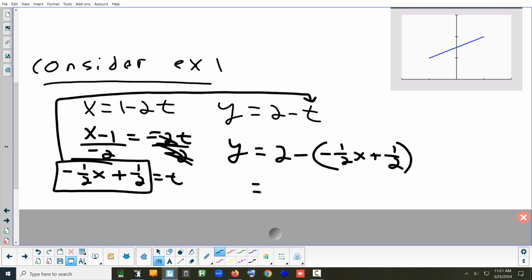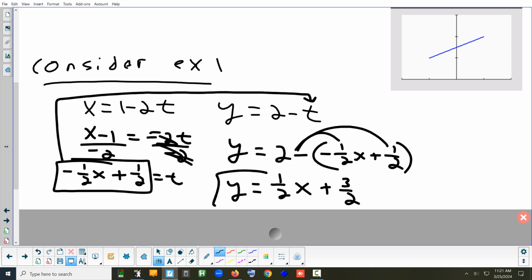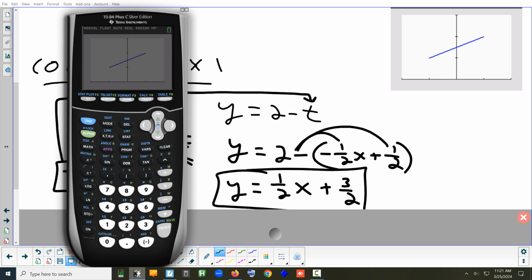Let's put it in y equals mx plus b. So you're going to get negative 1/2, so it's 1/2 x. And what's 2 minus 1/2? 1.5 or 3/2. And if we just check quickly, does it look like the y-intercept of that line is 3/2? Yes. Well, let's put that in y1 then, and let's graph it and compare it to that one.